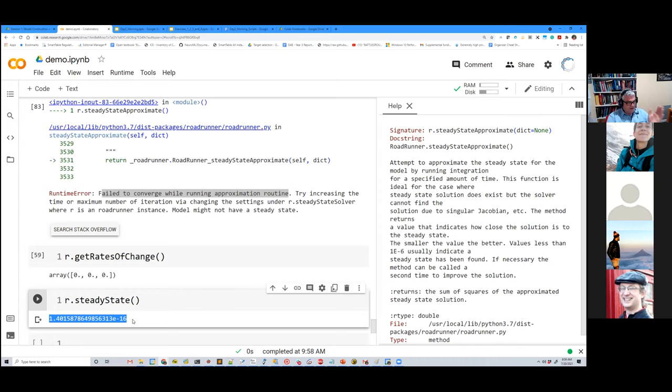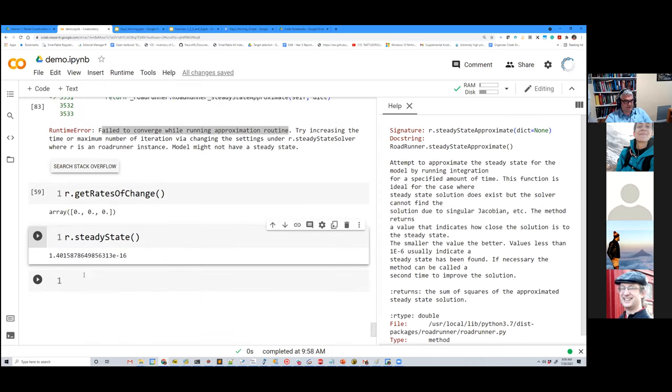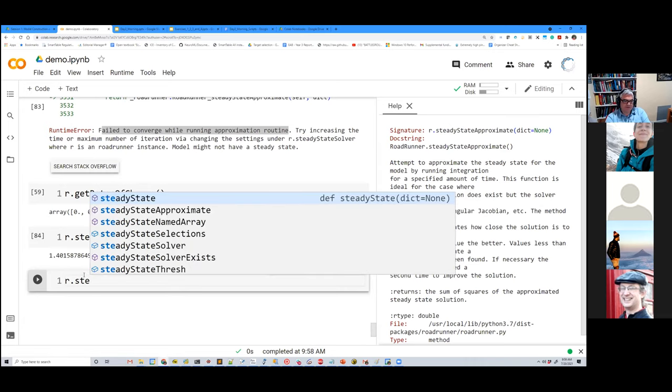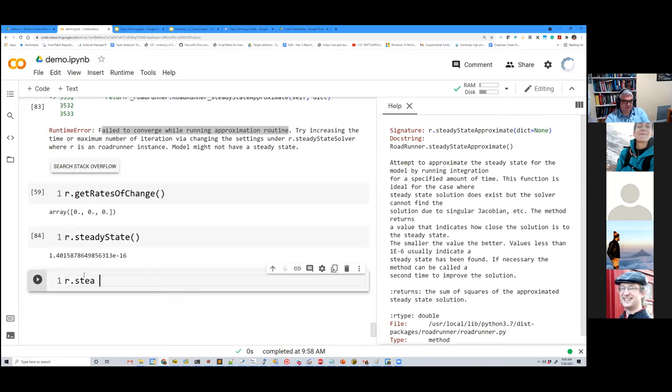So this gives you some idea of how close it is to steady state. Now, if you ran it and it gave you 10 to the minus 3, you can try running the steady state function again, and it'll try to improve it even further. Sometimes you'll find that it can improve to a much better degree if you do it two times. So in this case, let me run it again, and hopefully it'll actually hit zero. Come on.